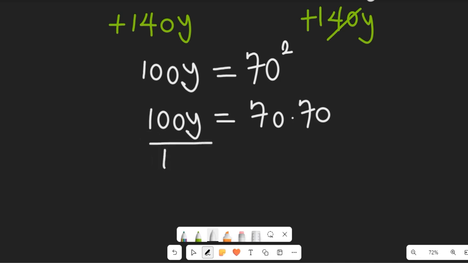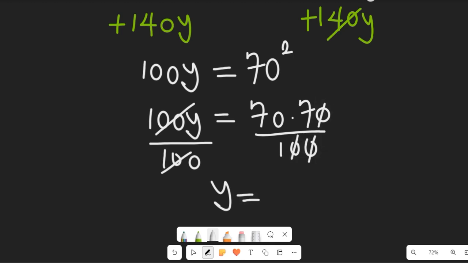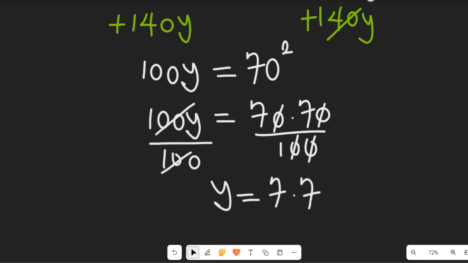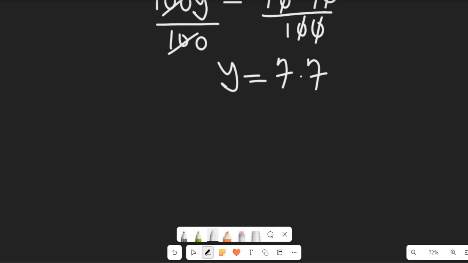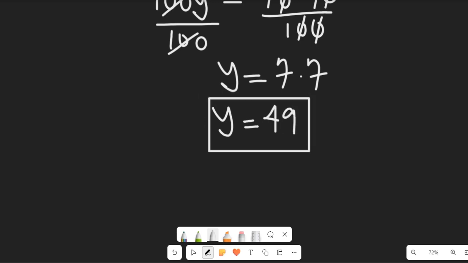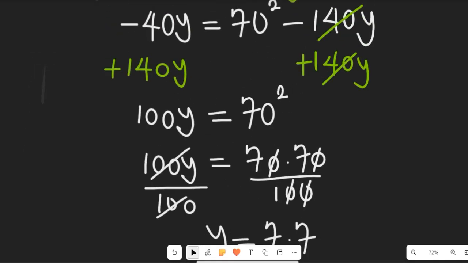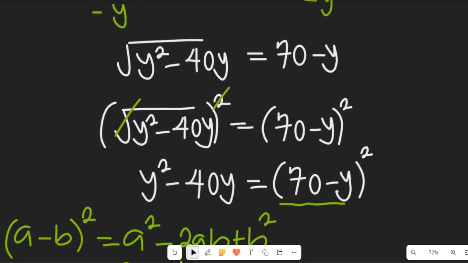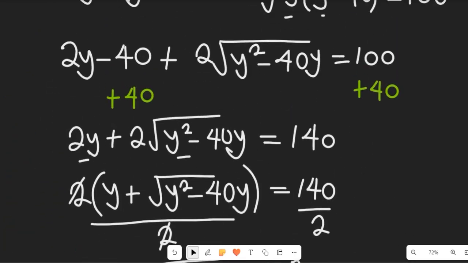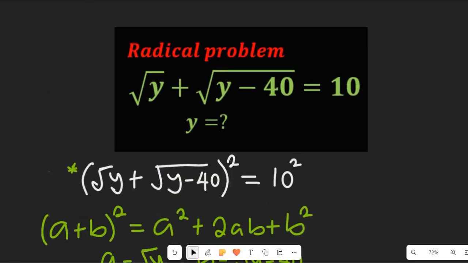And if we divide here by 100 and divide here by 100, this clears this and this clears this, and we'll be left with 7 multiplied by 7. So the value of our y in that expression will be equal to 7 times 7 is 49. So the value of y is equal to 49. That's the value of y that satisfies that radical expression that is given to us up there.